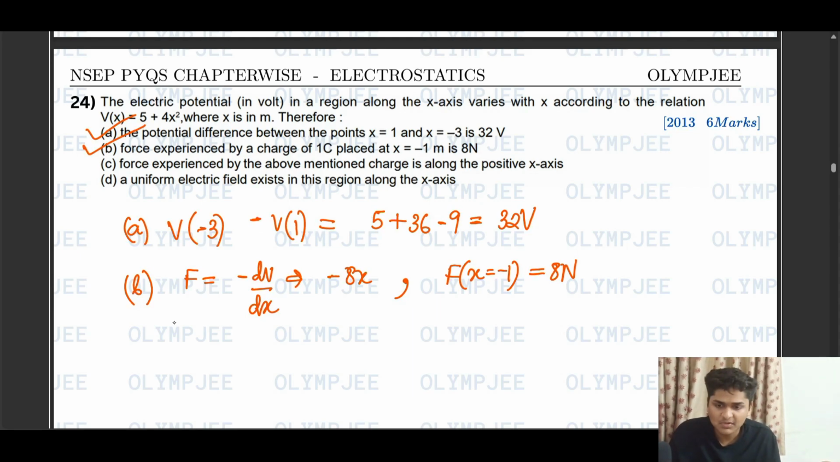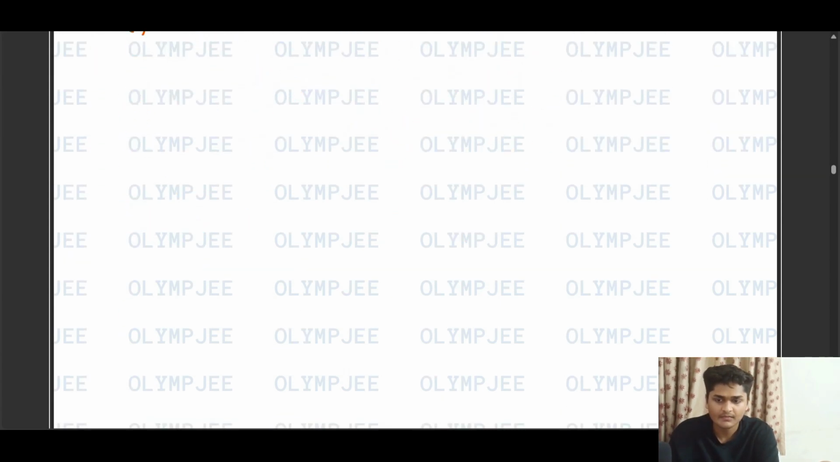Force experienced by the above mentioned charge is along positive x-axis, right? Because this is positive, so this will be along positive x-axis. Uniform electric field exists in this region along the x-axis. No, this is wrong because this field is not uniform, so this will be wrong. So the answer is ABC for question 24.